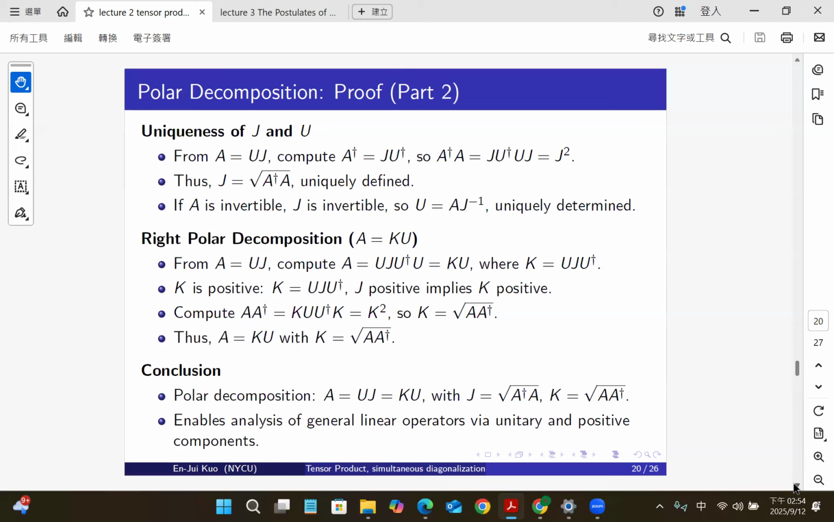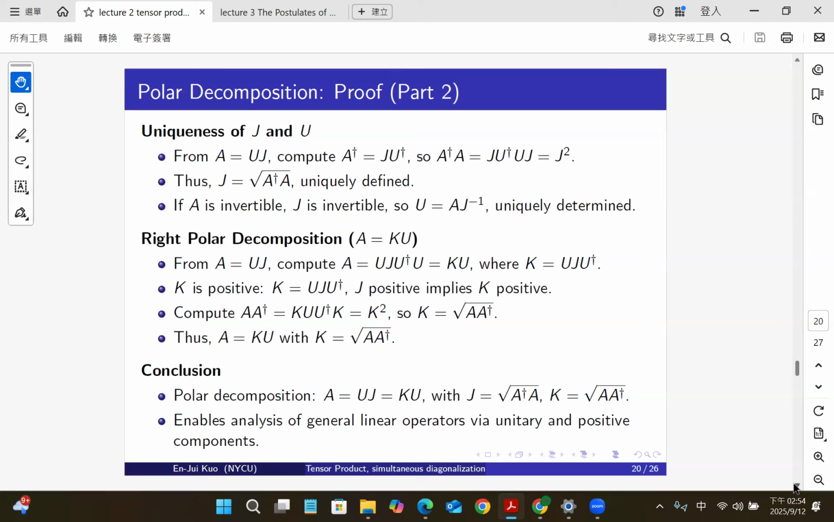But if A is invertible and J is known, then U will be uniquely defined, because I can write U in terms of A and J inverse, if J is invertible. But J is invertible only if A is invertible. It's obvious. A is invertible if and only if the determinant of A is non-zero. Right, it is linear algebra. Linear algebra, of course, tells you that the matrix is invertible if and only if its determinant is non-zero.